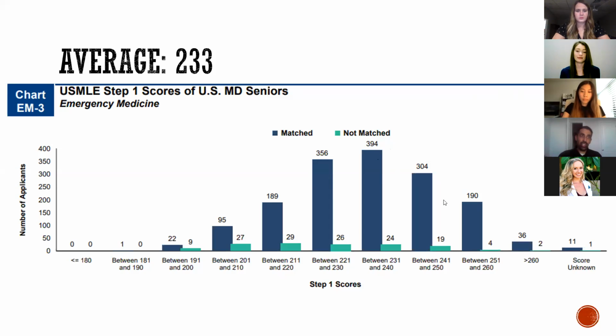But keep in mind, even if you get greater than 260 and you're like a rocket scientist, you still don't have a 100% chance of matching, because EM is one of those fields where we care a lot about your clinical ability and your clinical skills. I bring that up because, let's say you get between 200 and 210, not classically a great step score, you still have probably a greater than 80% chance of matching, because these people are probably pretty clinically strong. So just keep that in mind when you look at your step scores. Just because you get a bad score doesn't block emergency medicine from you.